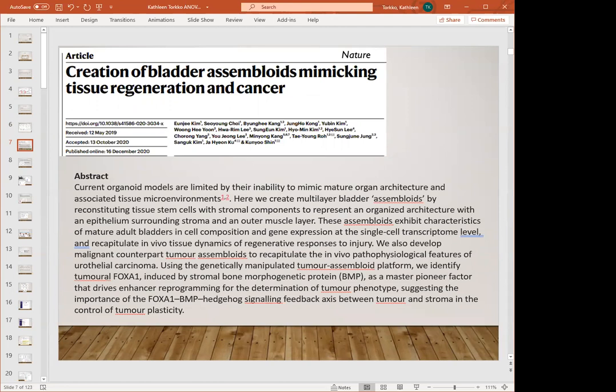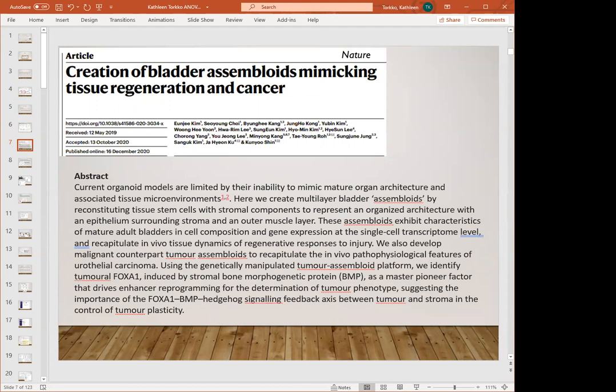And I'm not going to talk about the science. I put the abstract here, and it's about the creation of bladder assembloids. I just thought that was a rather interesting word. But what I was more interested in, if you have an interest in assembloids, by all means, have a look at this paper and the science.